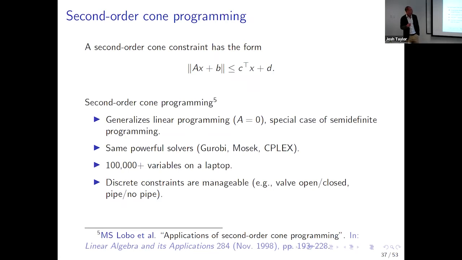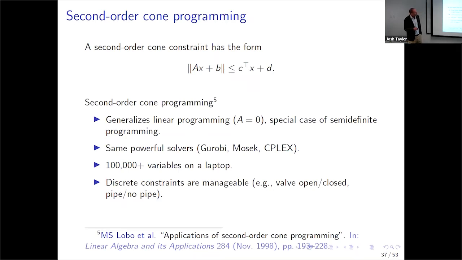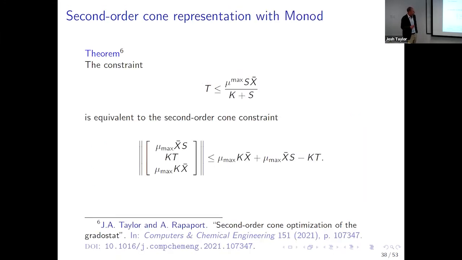It turns out we can put these in second order cone form. So this is the general form of a second order cone constraint. Have most of you seen this at some point? It generalizes linear programming. You obtain LP by setting A equal to 0. It's a special case of semi-definite programming. As far as how practical it is, it's kind of like linear programming, not as scalable, but you really can press play for as long as you have even hundreds of thousands of variables. And you can handle discrete constraints, maybe up to 50 or 100 discrete variables.